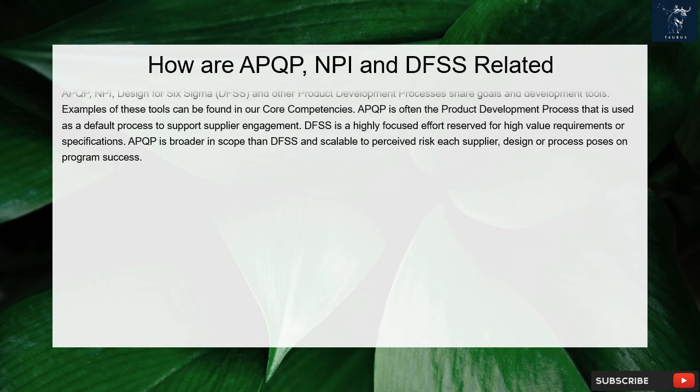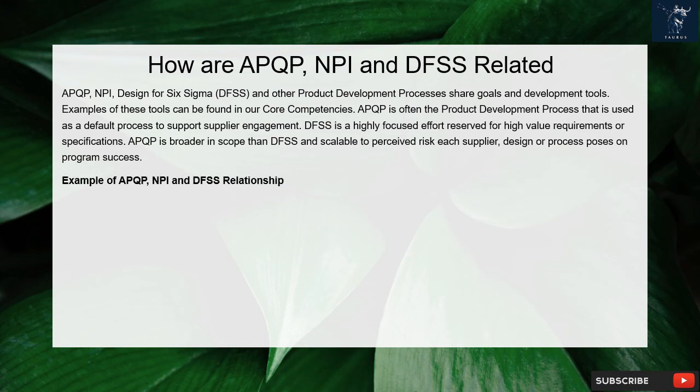How are APQP, NPI and DFSS related? APQP, NPI, design for Six Sigma, DFSS, and other product development processes share goals and development tools. Examples of these tools can be found in our core competencies. APQP is often the product development process that is used as a default process to support supplier engagement. DFSS is a highly focused effort reserved for high-value requirements or specifications. APQP is broader in scope than DFSS and scalable to perceived risk each supplier or design process poses on program success.